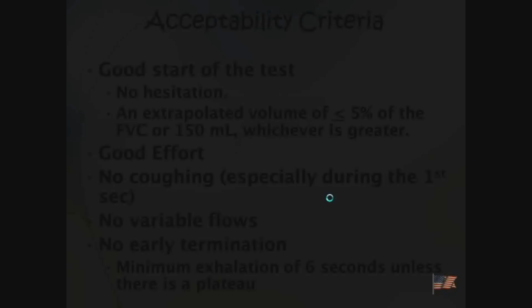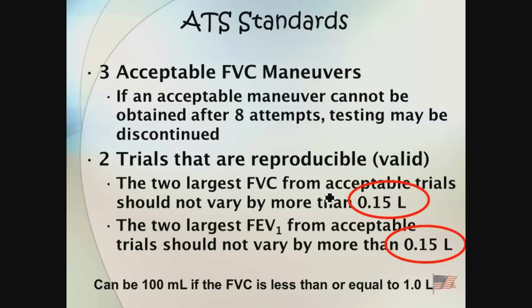150 milliliters. So that changed from 0.2? Yeah. Okay. Do you have 0.2? 0.15. That was one of the changes, I think that's why I have them circled. Oh, okay. One of the more recent changes from the ATS. And that can be 100 milliliters if the FVC is less than a liter. You probably will never get a 150 difference between them, so they give a little bit more leeway for somebody with small FVCs.